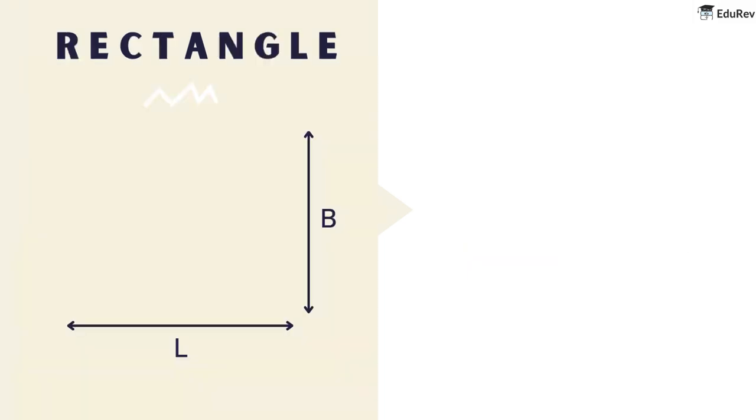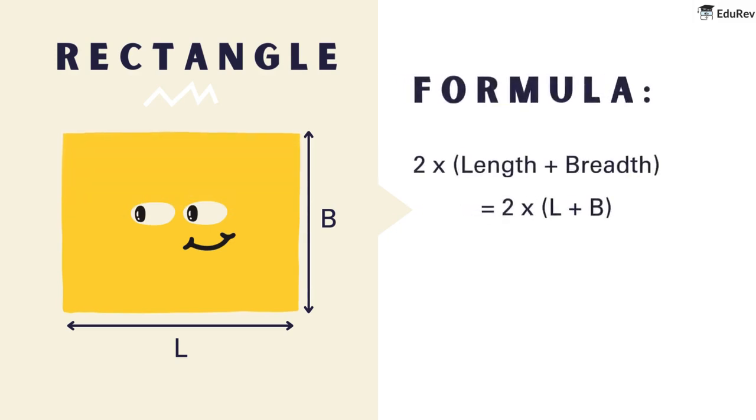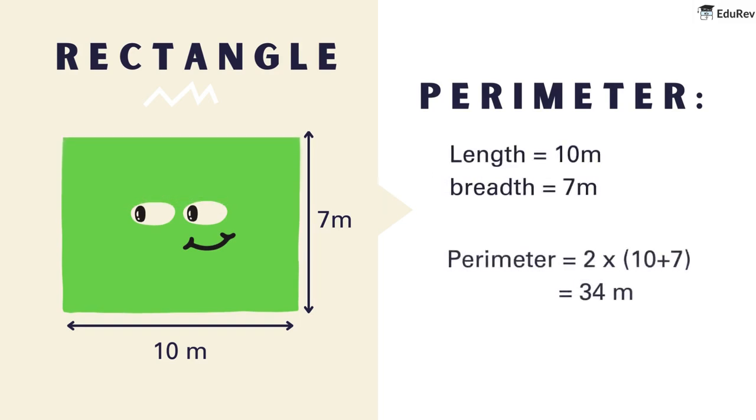For a rectangle, the formula is 2 times the sum of its length and breadth. If your classroom is 10 meters long and 7 meters wide, then the perimeter would be 2 times (10 plus 7) is equal to 34 meters.